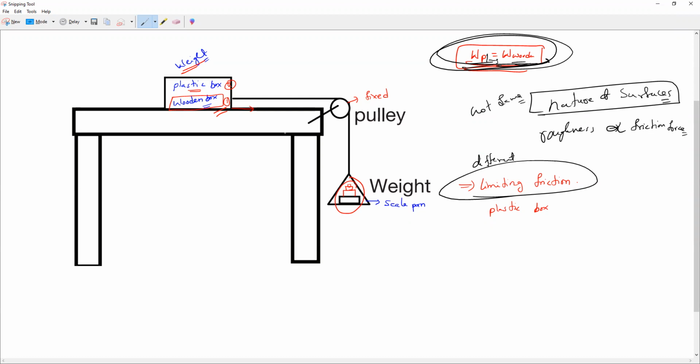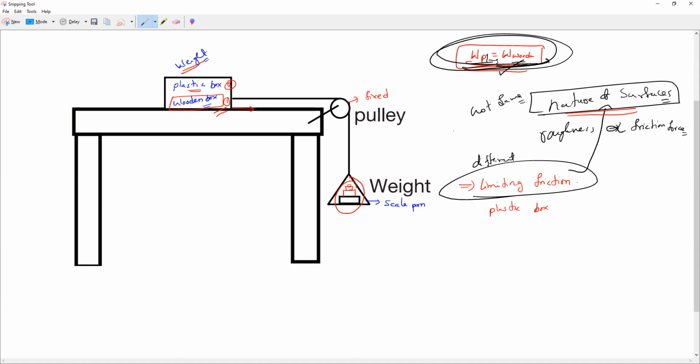So that force would be required to make the box start sliding over the table. It may be a wooden block or a plastic block. Remember that limiting friction is not the same for the wooden block and the plastic block, though their weight remains the same. So it indicates that limiting friction depends on something. What is that, everybody? Limiting friction depends on the nature of the surfaces. Please draw this diagram and write that point. This is point number 1.